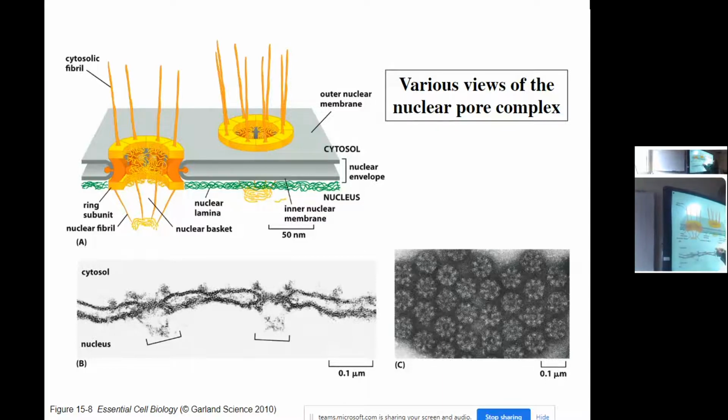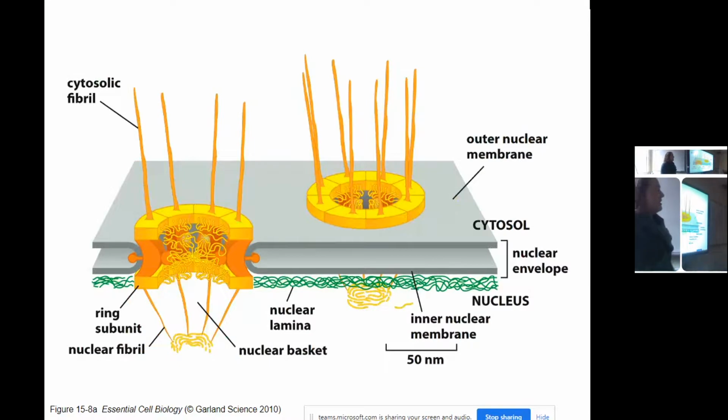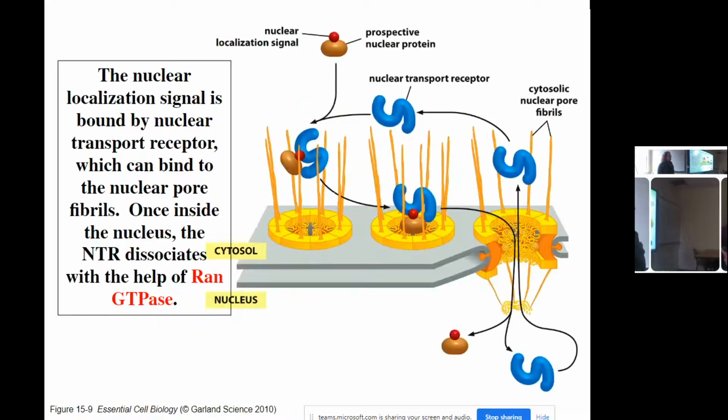So this is looking at a cross section. This is looking down on the outside of the nuclear membrane, and you can see the ring structure of these nuclear pore complexes, which is cool. And this nuclear pore complex is very involved in controlling what does and does not go in and out of the nucleus. So this picture is the same thing again. It's not really adding much. Let's go to this picture.